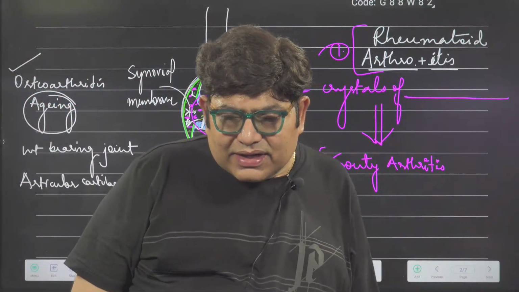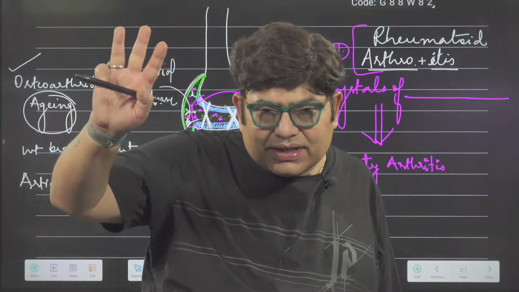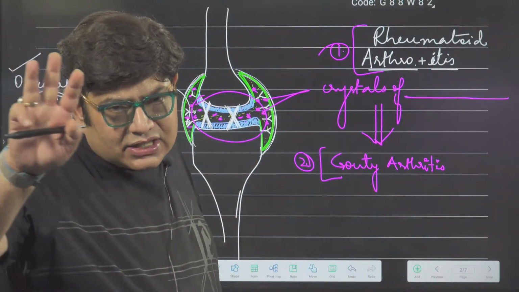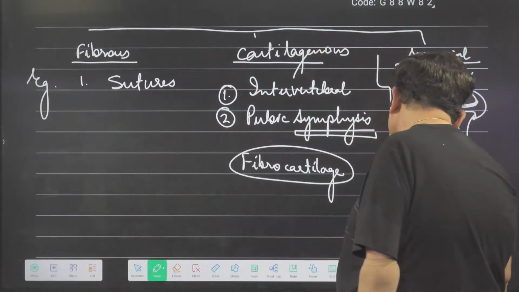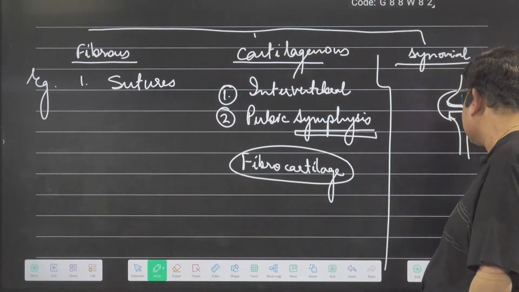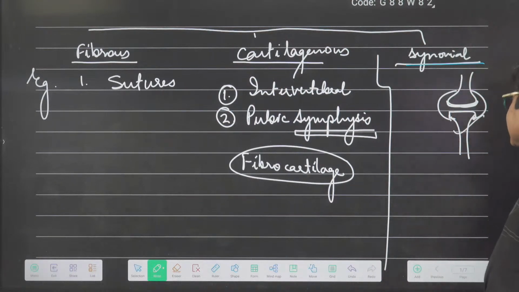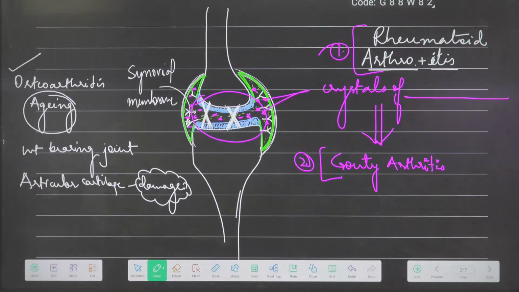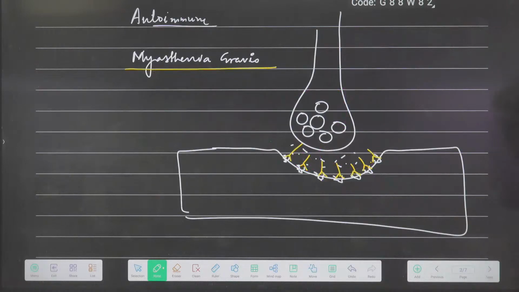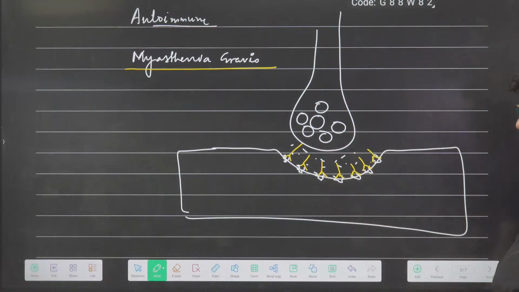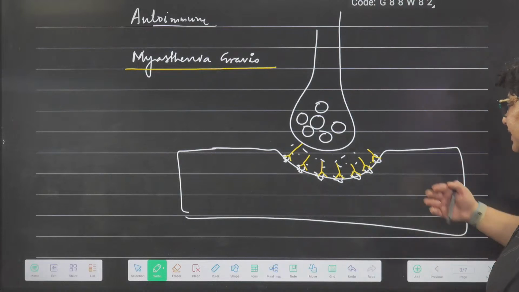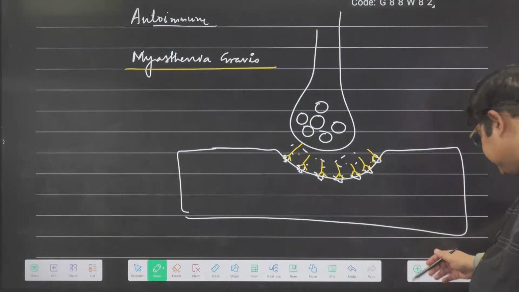So how many arthritis have you heard? How many arthritis did I tell you? 3. Rheumatoid arthritis, gouty arthritis, osteoarthritis. You can see that when we were understanding the structure of the synovial joint, at that time it is better to understand the 3 types of arthritis. This is the best time to understand the 3 types of arthritis. This is the best time to compare this autoimmune disease rheumatoid with myasthenia gravis, because when we compare at that time, we can understand something much better.